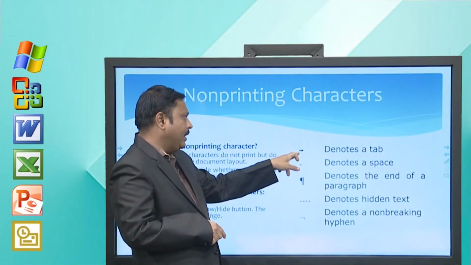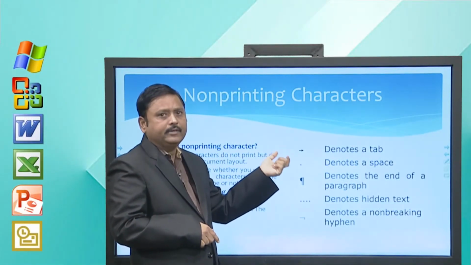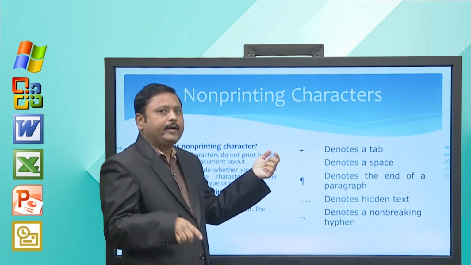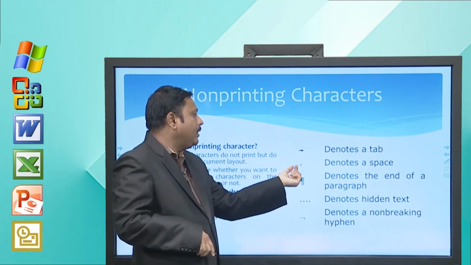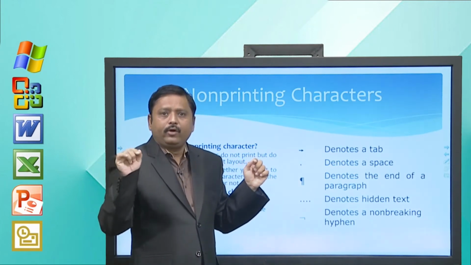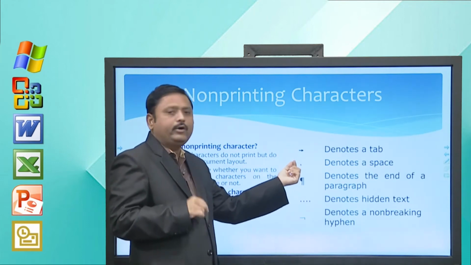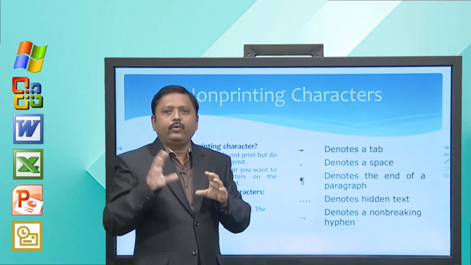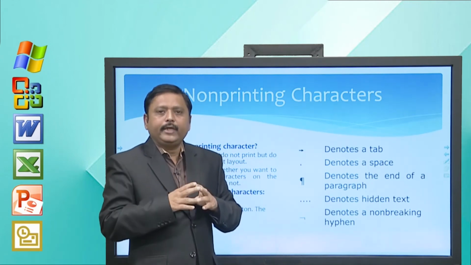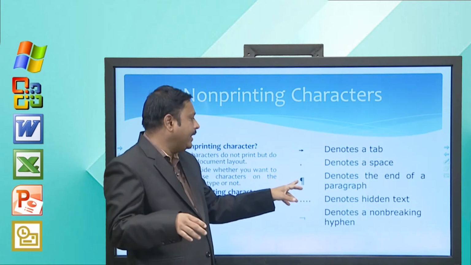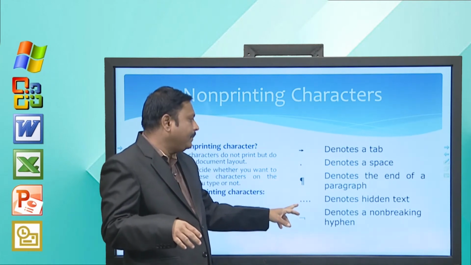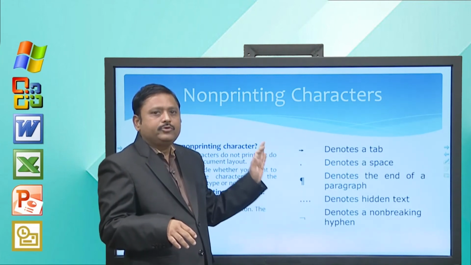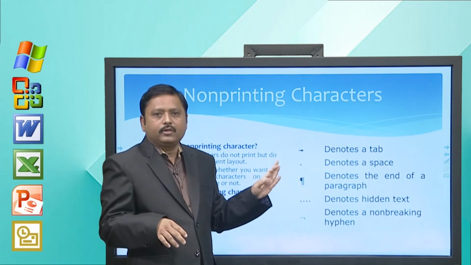These kind of arrow marks denote tab. Normally, tab is not displayed on screen, but when you enable showing non-printing characters, it is displayed like an arrow. Wherever there is a space in your document, it is shown as a single dot, right. And when you press enter, it results in a new paragraph, so the paragraph mark is something like this. Then if some hidden text is there in your document, it is shown as 4 dots, right.